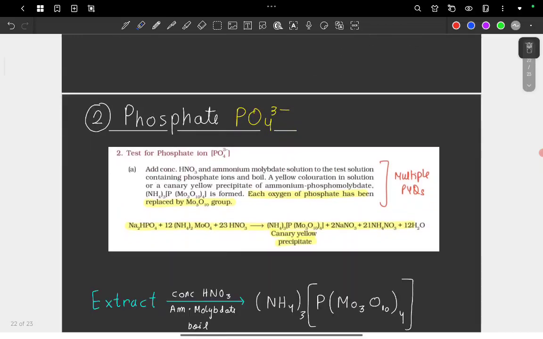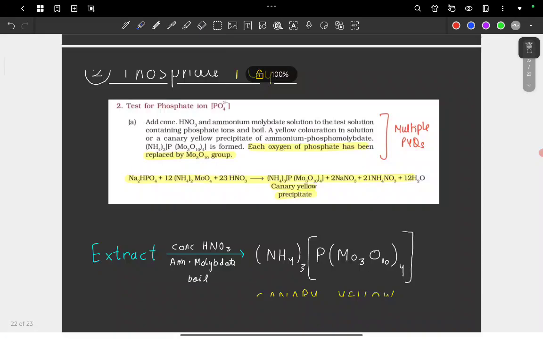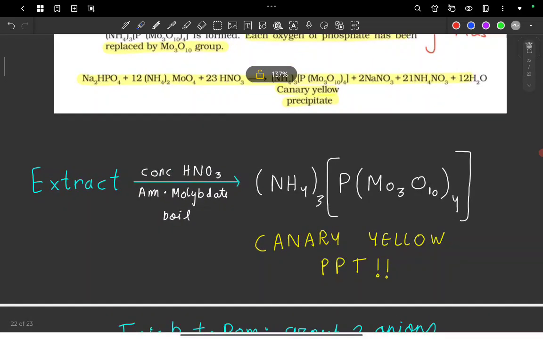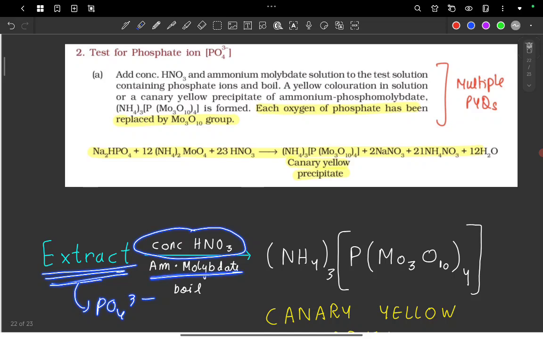Now you are fit to learn about the phosphate ion test. Let's learn the theory of this test. Concentrated HNO3 and ammonium molybdate solution to the test containing phosphate ions and boil. Yellow coloration in solution can be. Let's not do this. There's too much yapping. And see, as the PDF writer has mentioned, there are multiple PYQs asked from this paragraph, but I'm going to explain it to you. So all you have to do is take the extract of the salt containing the phosphate ion. You have to react it with concentrated HNO3 and ammonium molybdate.